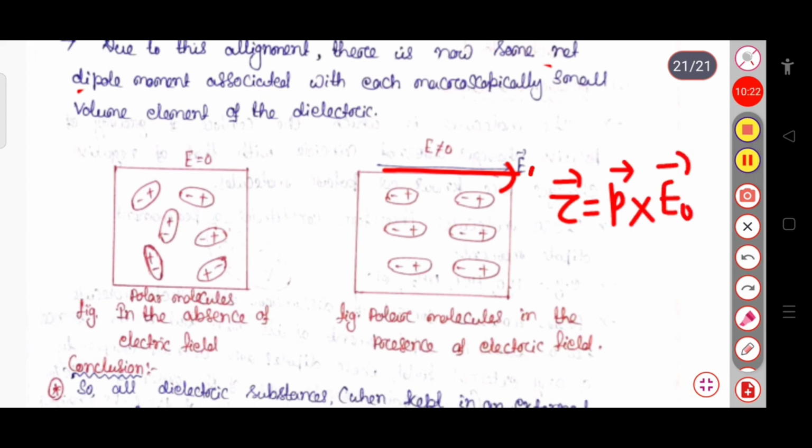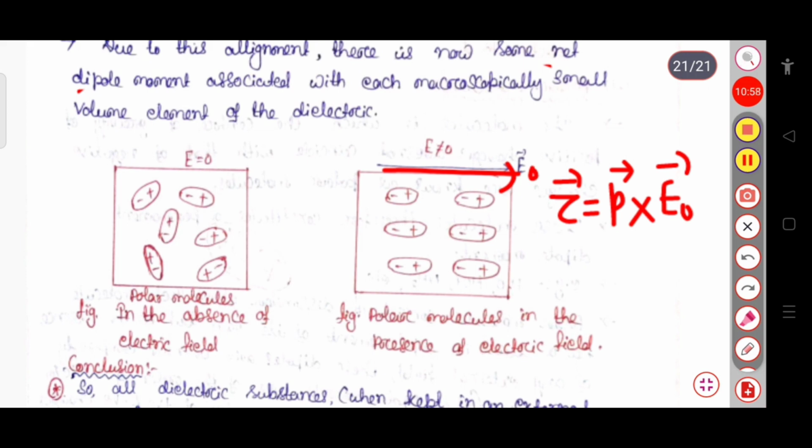This is your electric field E naught. Because of this torque, they will tend to align themselves in the direction of the field, and because of this external field, these electric dipoles in the dielectric material have some net dipole moment. So this is the basic structure of the polar molecule, that is, what is the difference between polar molecules and non-polar molecules, or we can say the difference between the polar dielectric and the non-polar dielectric.